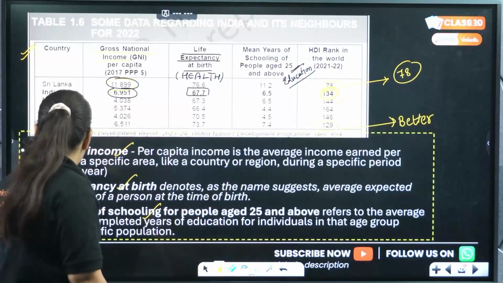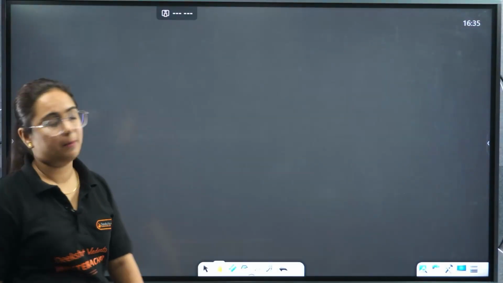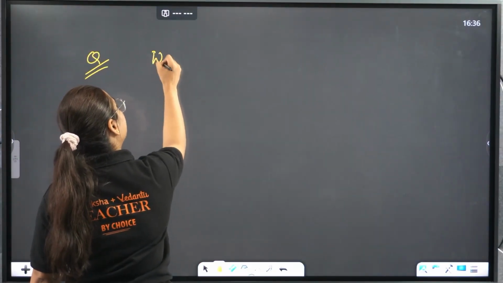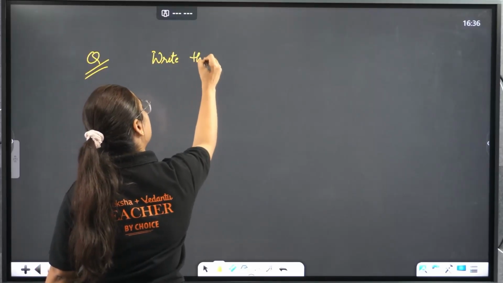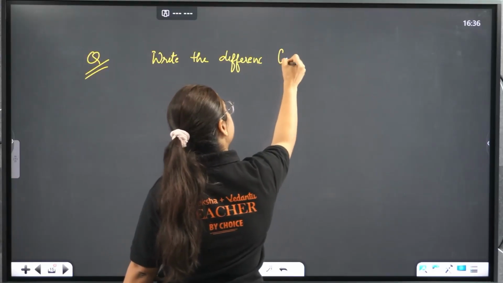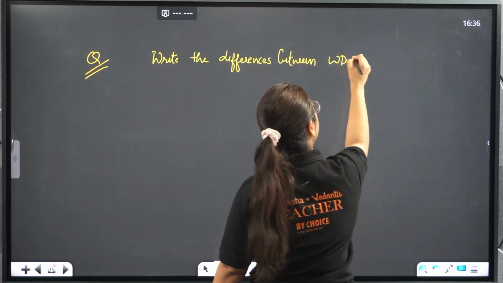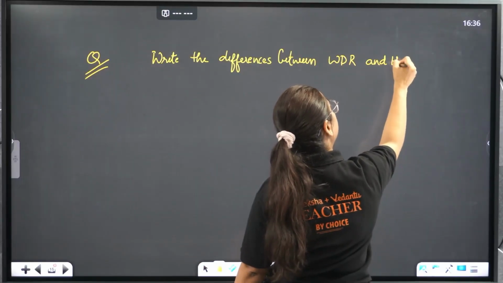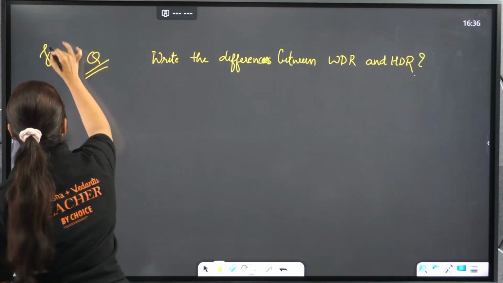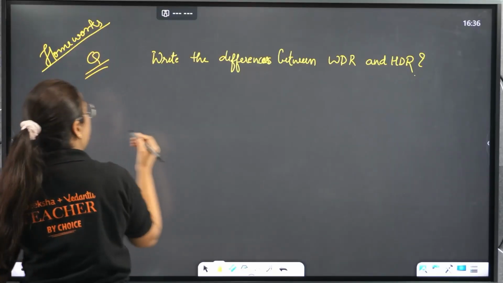So here is a look at the World Development Report and the Human Development Report. One important question that comes is, write the differences between the World Development Report and the Human Development Report. Okay, I'm giving you this question as homework. You have to do it. I know you will be doing it. I'll explain how you have to do it.